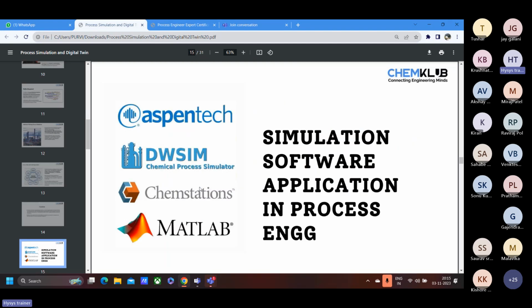So now we will go through each of these simulation software and applications in process engineering one by one. Till here, if anyone has any doubt, they can ask me. If not, then we can go ahead with this presentation.